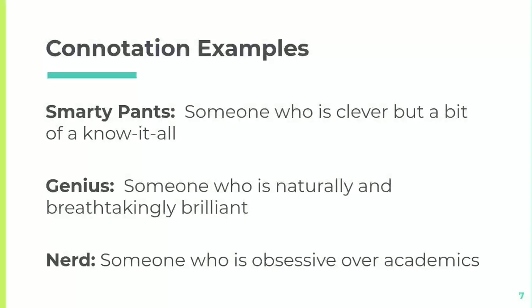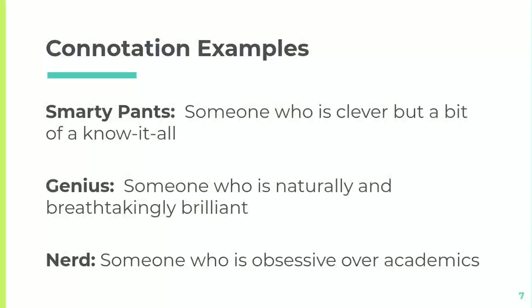Or we can look at our original example as well. Smarty pants, genius, and nerd. So a smarty pants is someone who is clever, but a bit of a know-it-all. I would use this to describe a student who's being really annoying, kind of smart-assy maybe, like they're being clever, but in that way where you're like, oh my God, shut up. Okay? Genius. So genius means someone who is naturally and breathtakingly brilliant.